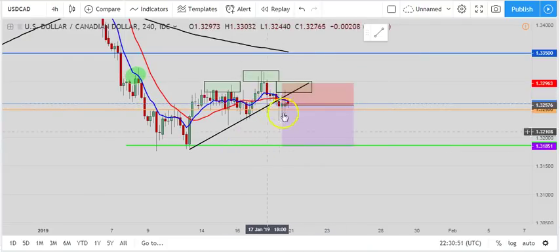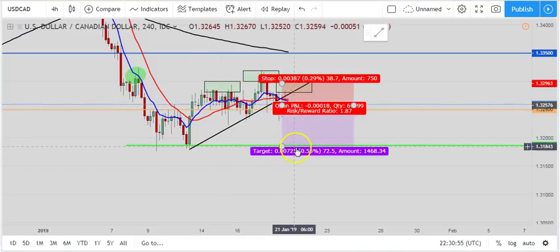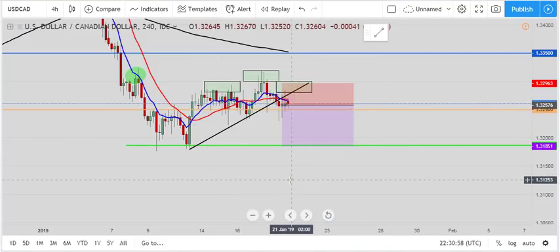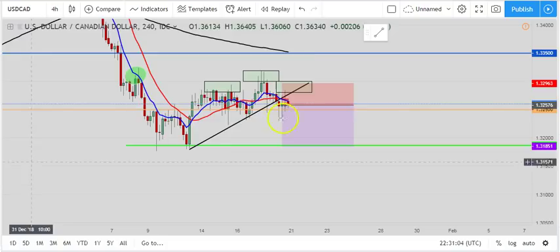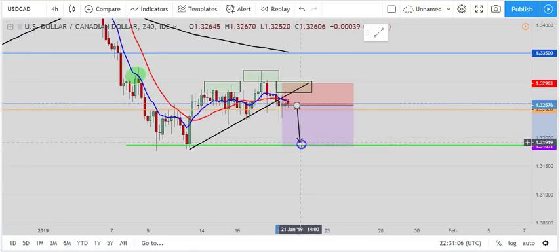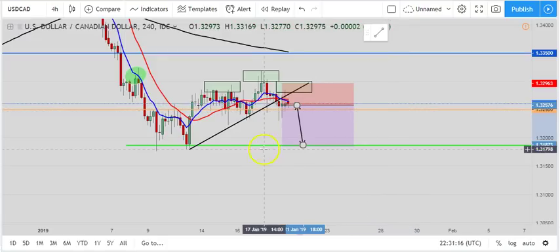So let's see how this 4-hour candle is going to close. Then we'll look to sell this to the downside. Or if I want to be aggressive on this one, I could just sell it to the downside immediately right now. And when price breaks this 1.3250, it's going to be an extra confirmation that USDCAD is going to the downside.